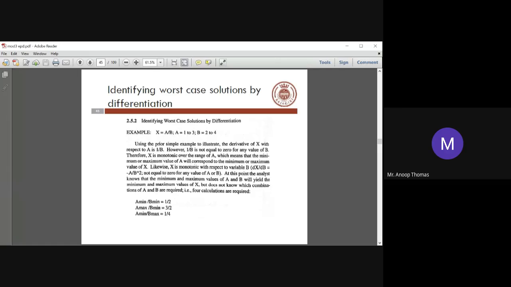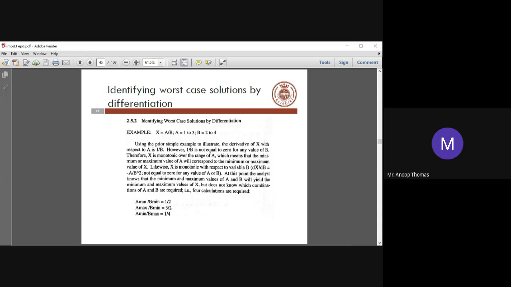So when you do differentiation, you differentiate your particular expression with respect to the variables a and b. See if you are getting values not equal to 0. If there is a possibility of 0 in this particular scenario, you will understand that this is not monotonic. We need some other kind of method. Here we understand that both of these are monotonic. Now we don't know which combination of minimum and maximum gives you the maximum or minimum result. So you go for all possible calculations, 4 calculations: a minimum by b minimum, a max by b minimum, a minimum by b max, and the other possible combinations.